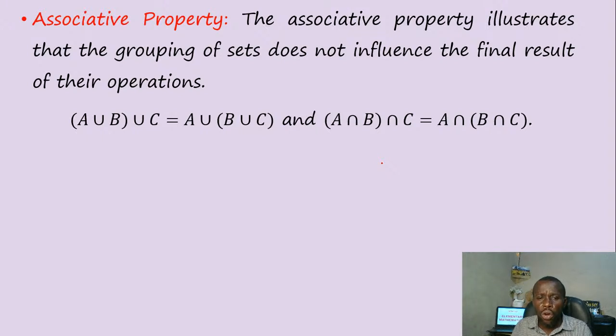Now, the next one is intersection. Okay, the network is okay. For the intersection, A intersection B intersection C, it doesn't affect it too. The same thing.